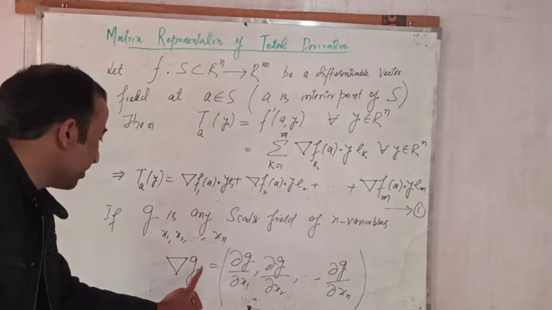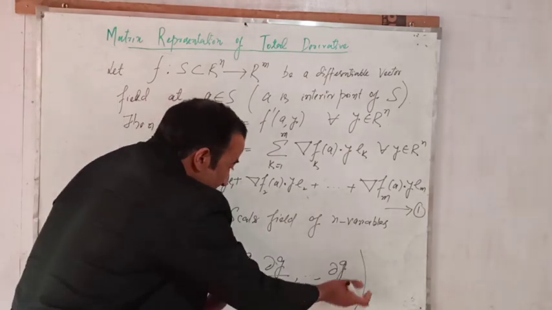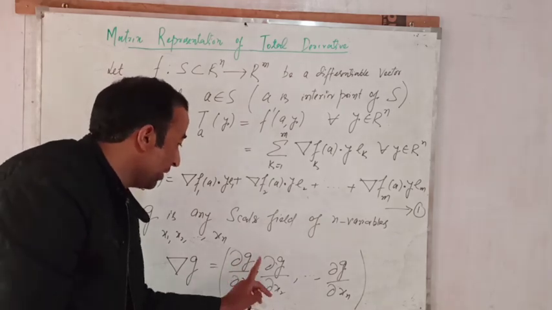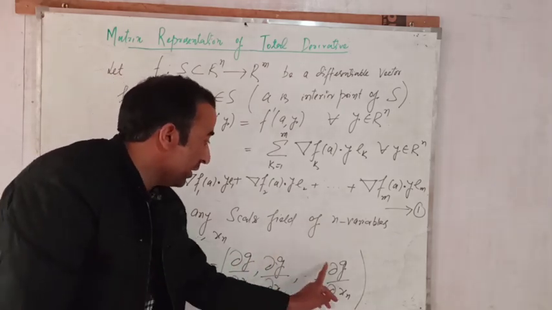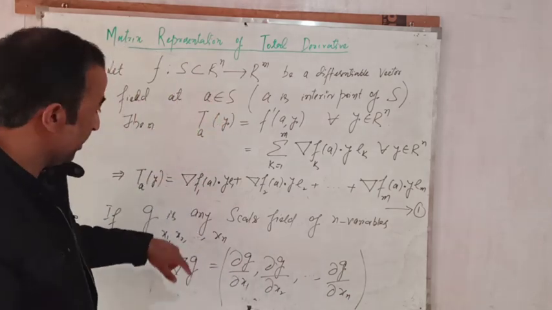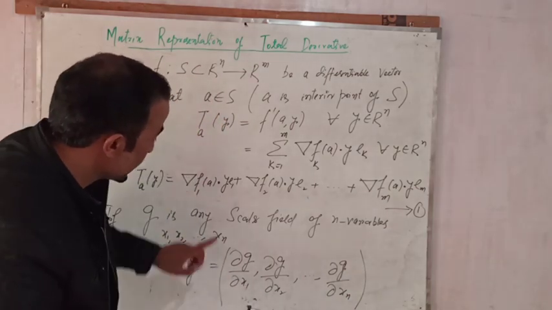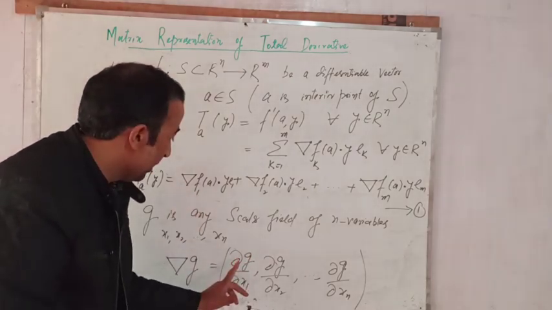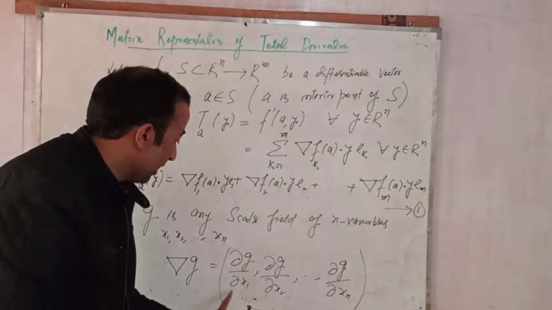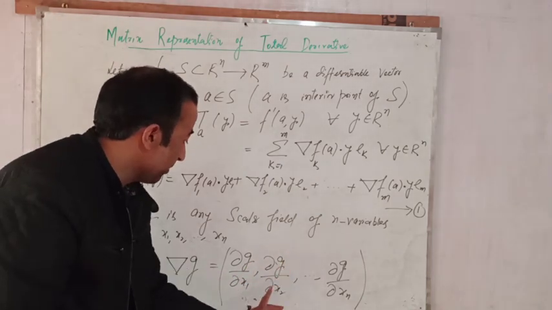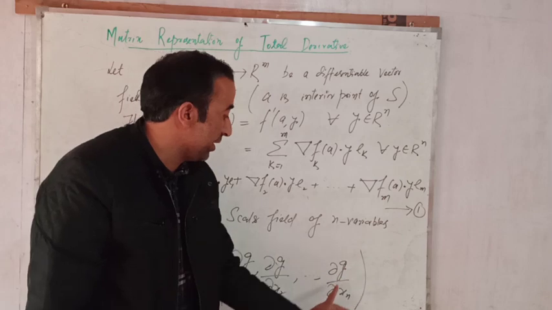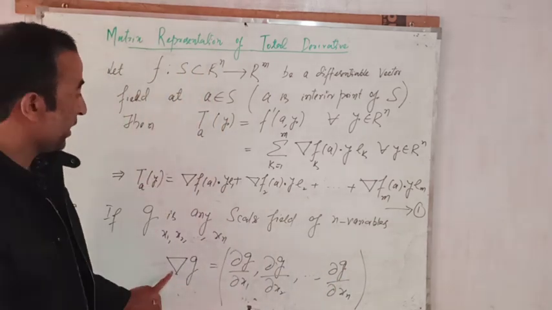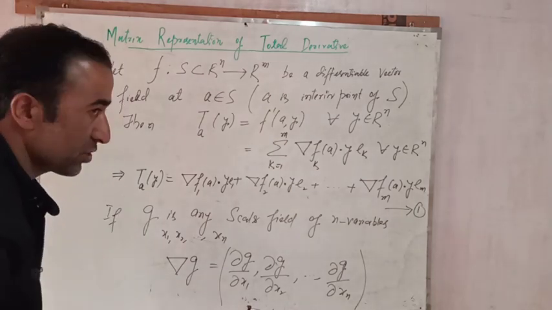When I write gradient of g at A, it means I have to evaluate this n-vector at the point A: del g by del x_1 at A, del g by del x_2 at A, and del g by del x_n at A. So the gradient of f_1 at A will be del f_1 at A by del x_1, del f_1 at A by del x_2, and so on, del f_1 at A by del x_n. This is the meaning of this gradient, and I need this in the construction of the matrix.